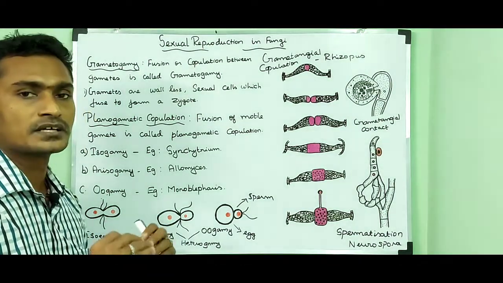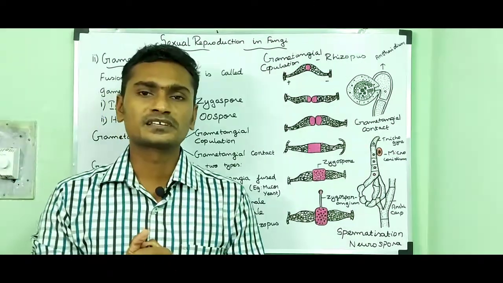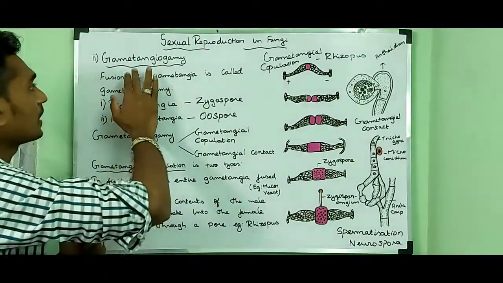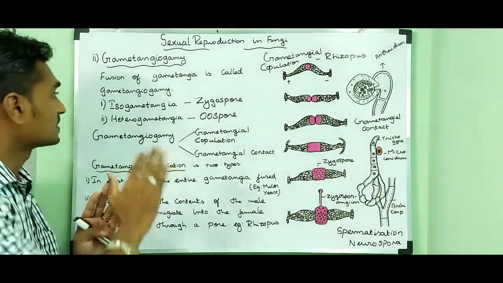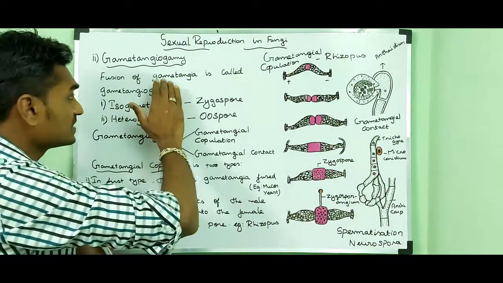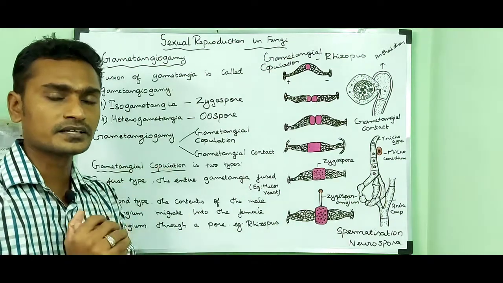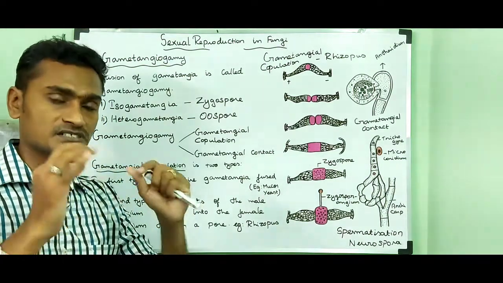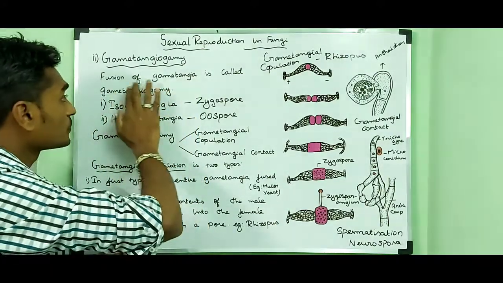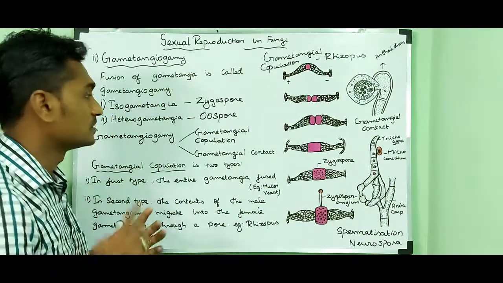Then I am going to tell about gametangial copulation and gametangial contact. Let me explain the second type in sexual reproduction, called gametangiogamy. Gametangiogamy is the fusion of gametangia. Gametangia are a cell or an organ able to produce gametes in it, and that structure is called gametangia. So in this condition, fusion of gametangia takes place.